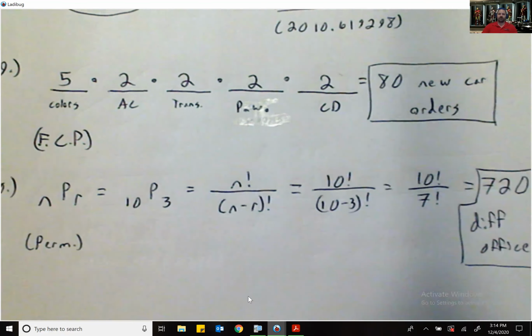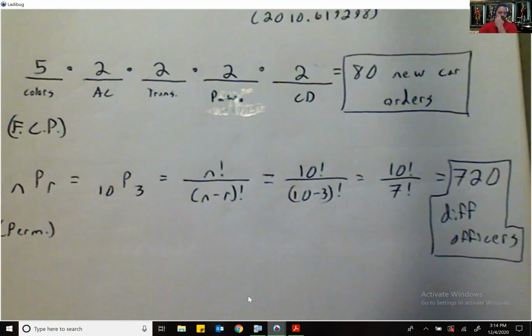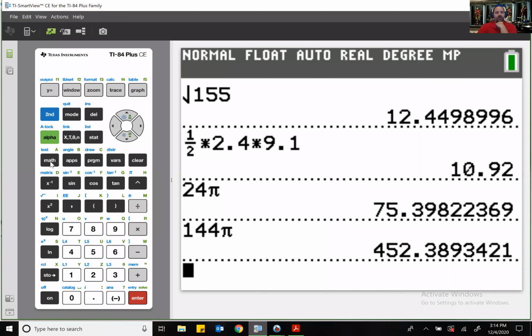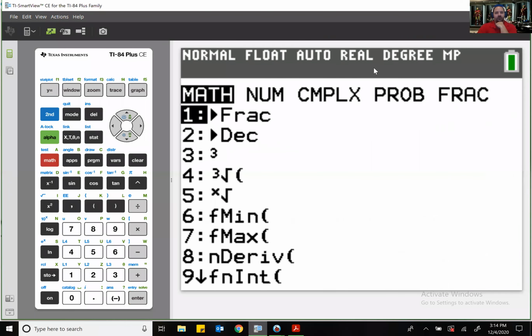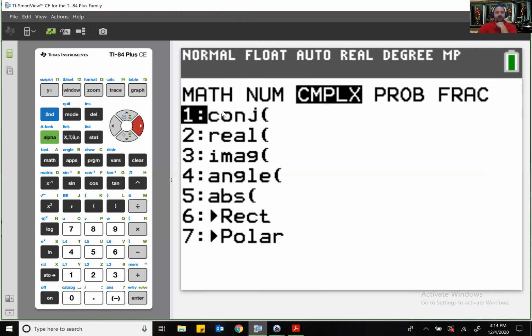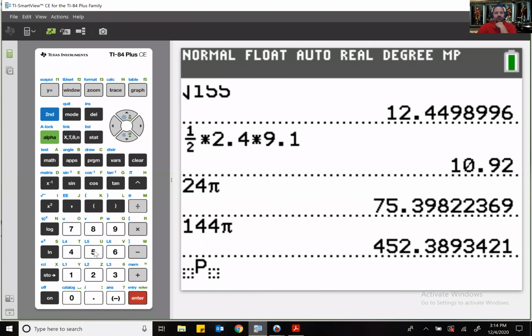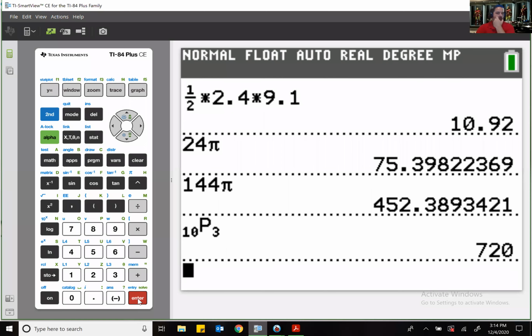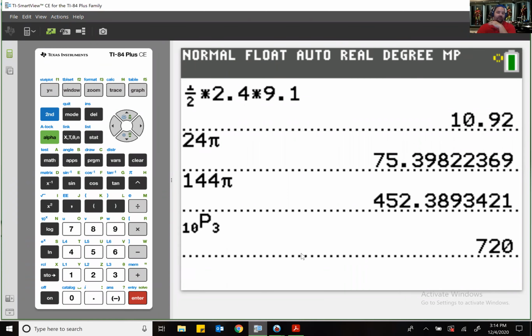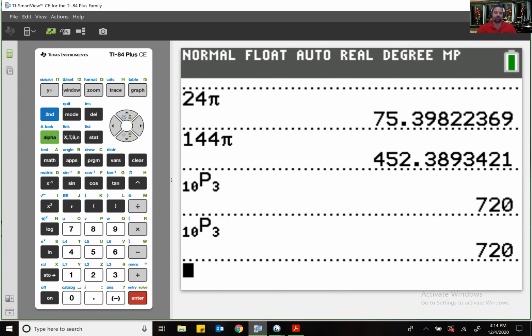Or you can just let the calculator do this for you. If you go to the calculator, you'll hit math, scroll over to prob. There's your nPr, which is number 2. Select it, hit 10, scroll over, 3, 720. I prefer the calculator way over writing out all that information.